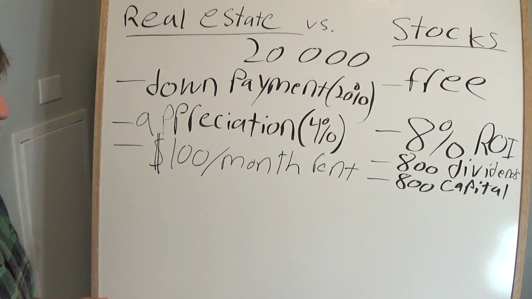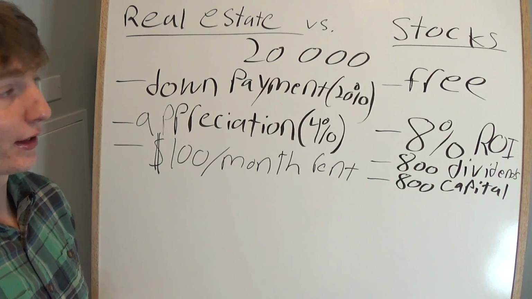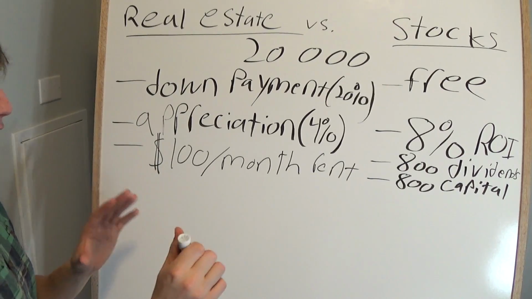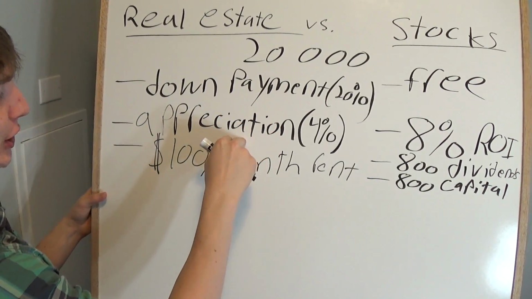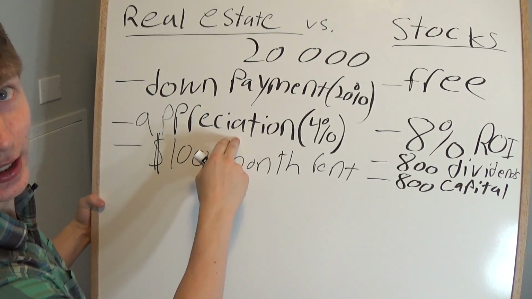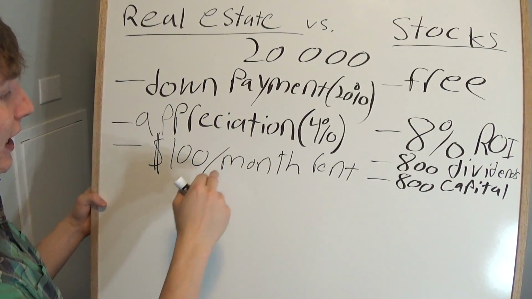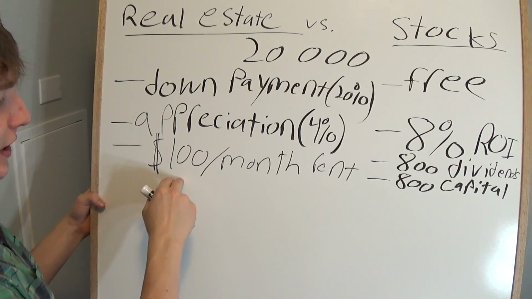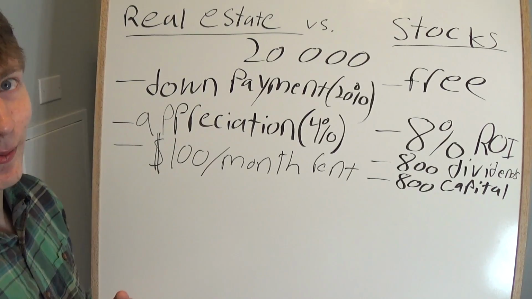So $100 a month, that's $1,200 a year that you're gaining just from this. Now already compare this. In appreciation, you're getting $800 a year just in value of the house, and you're getting $1,200 in net income from rent.